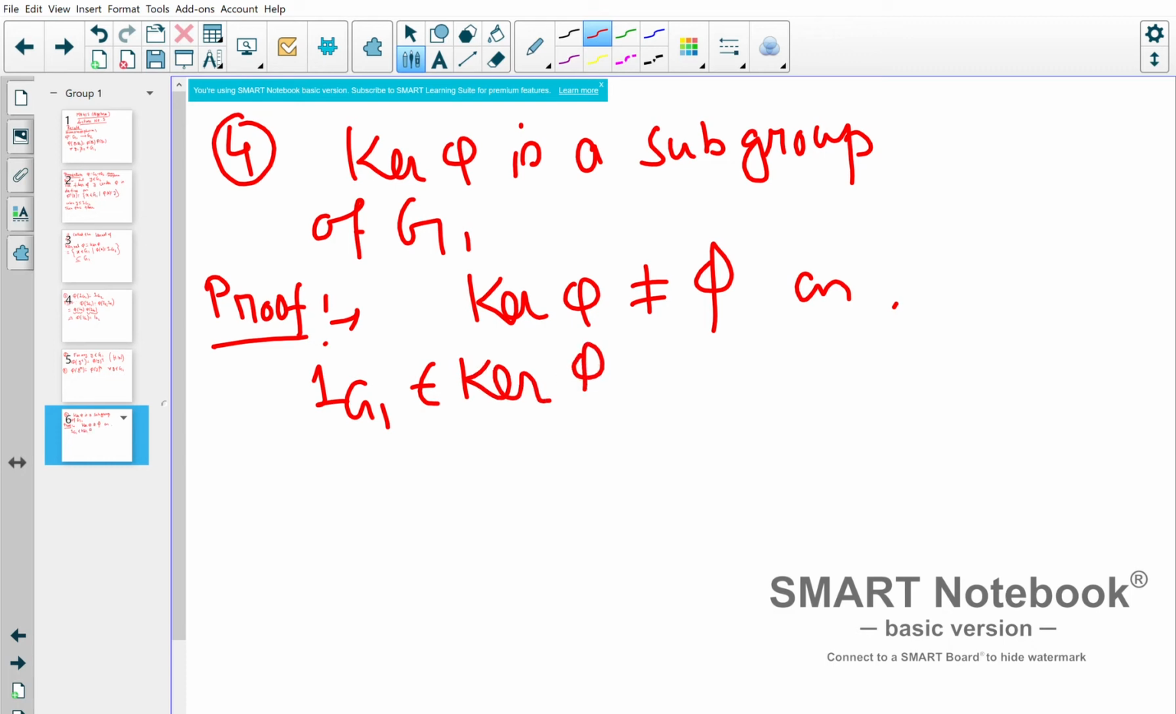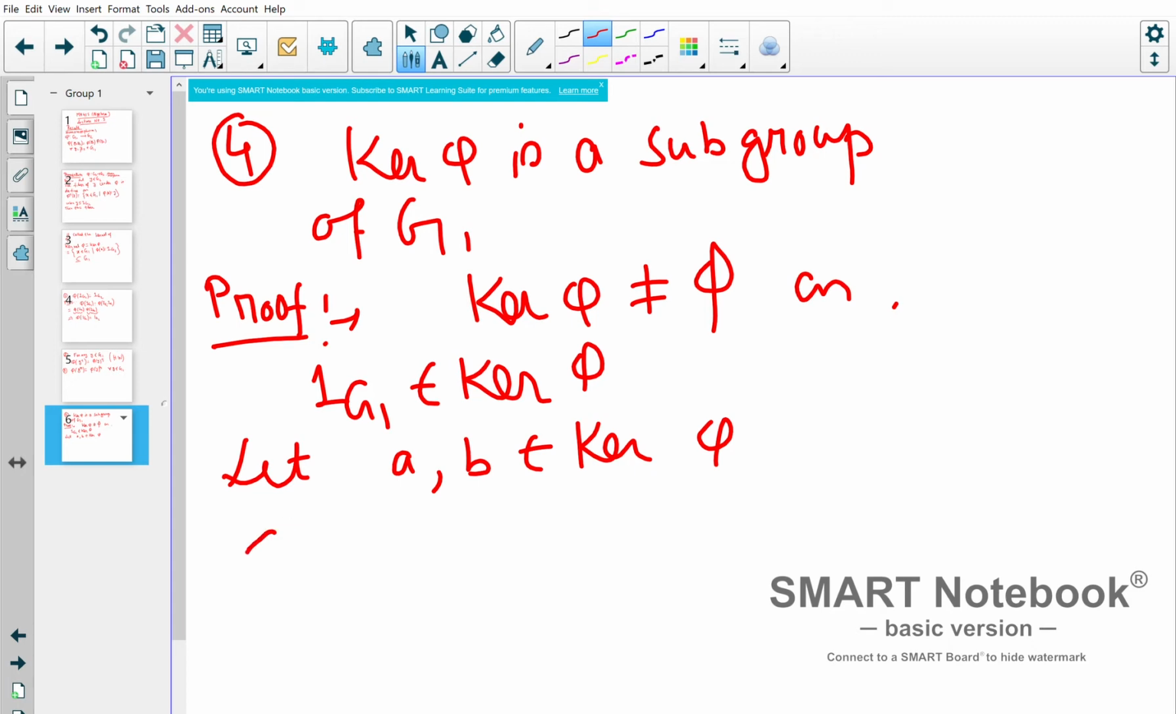And then to prove something is a subgroup, you recall that in last class we showed that if we have two elements, let me choose two elements, say A and B belonging to the kernel of phi, then you need to prove that A B inverse is also inside the kernel. Now to prove something is inside the kernel, what do you need to prove?